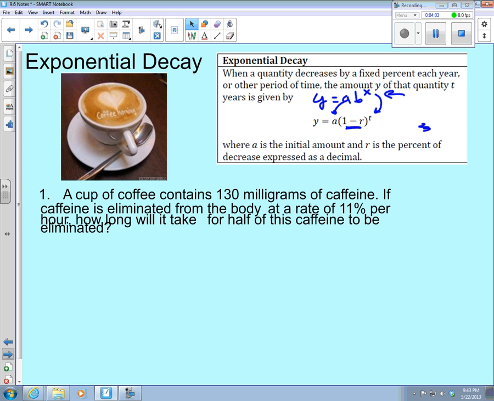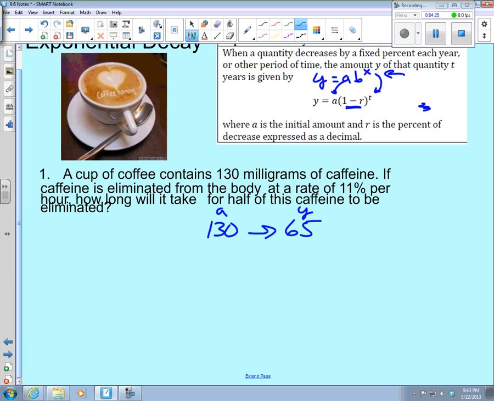So what we're saying is, how long does it take to go from 130 milligrams of caffeine to half of 130, which is 65 milligrams. So this is my a right here. That's what I start out with, my original amount. This is going to be my y. That's what I want to have left. I want to have 65 milligrams of caffeine. I got about 250 in me right now.